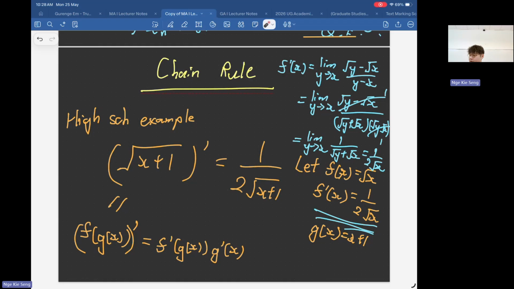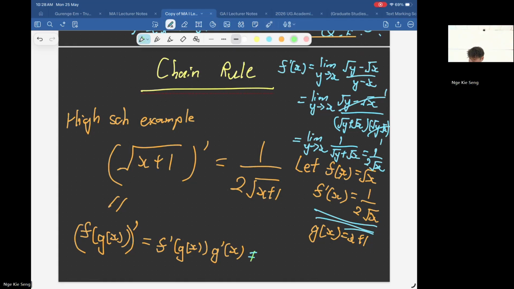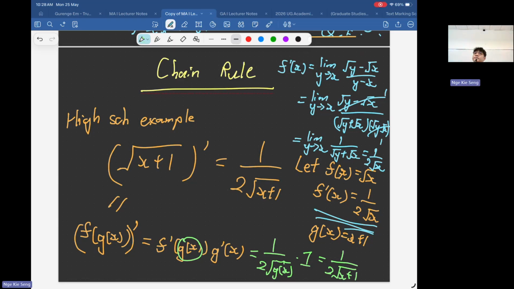So go back and compute your limit of your secant here, the gradient of your secant. In this case, you take your f prime x and evaluate at g(x), and then times the derivative of g(x). I think this one's easy, right? It's just 1. So then you substitute, and it becomes 1 over 2 times square root of x plus 1 g(x). So you get this. Does that make sense? Okay, good.